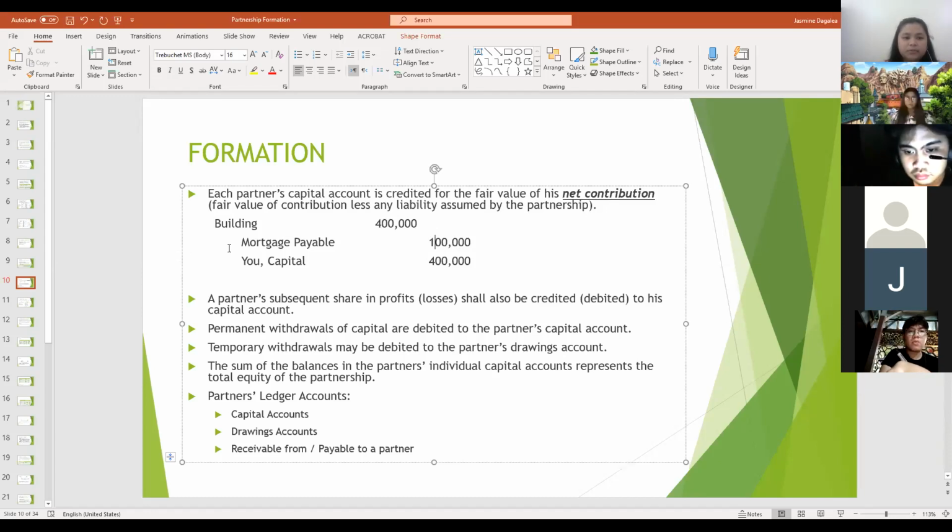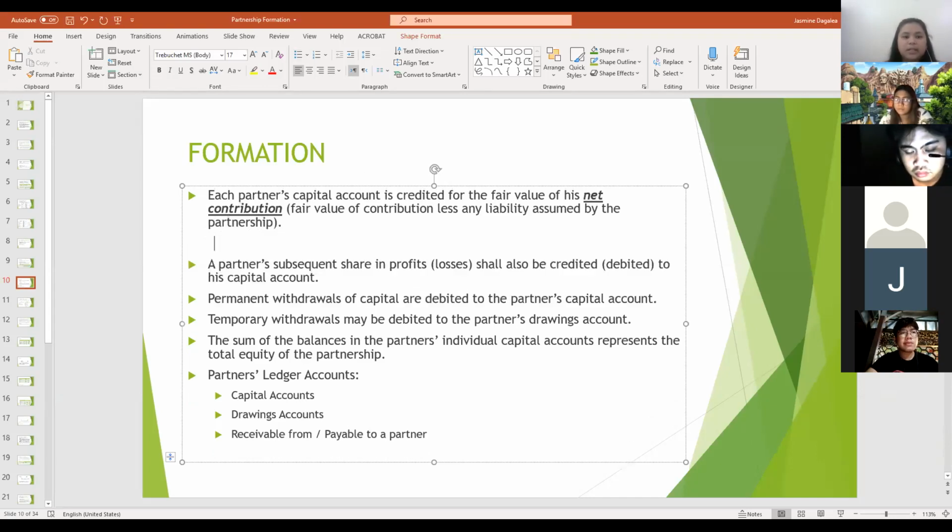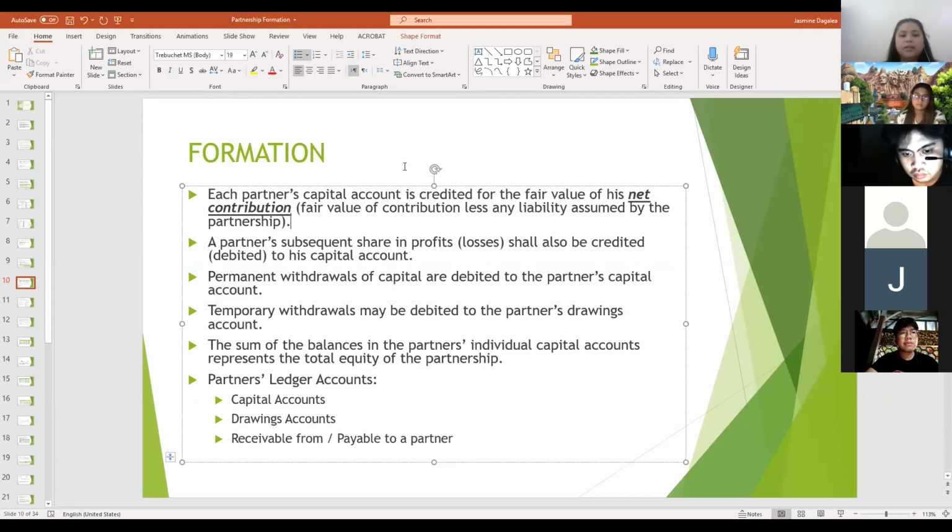Ay hindi pala, 500 pa rin fair value, kasi CU Capital ang magbabayad ng liability. Anyway, may examples tayo later on. So, ganyan yung concept ng number 1. Gets?